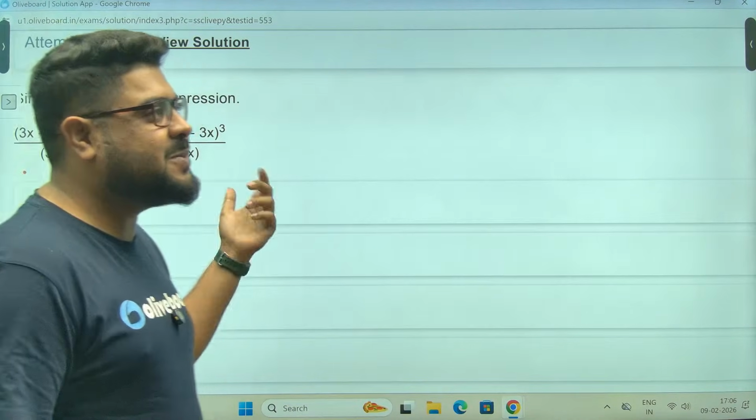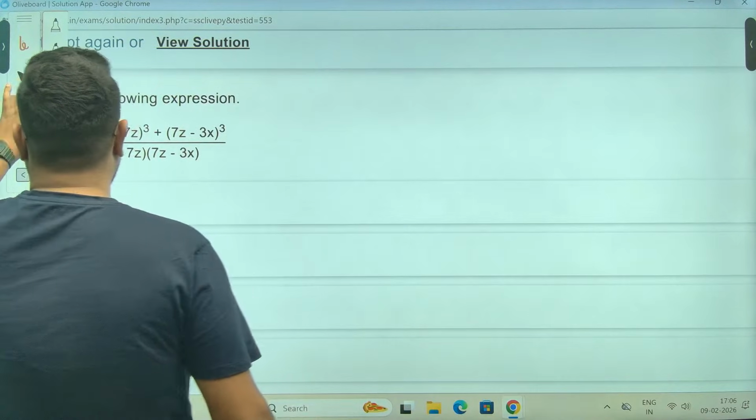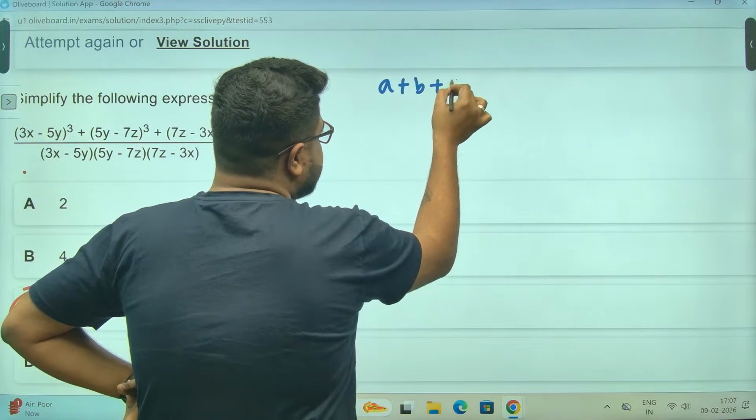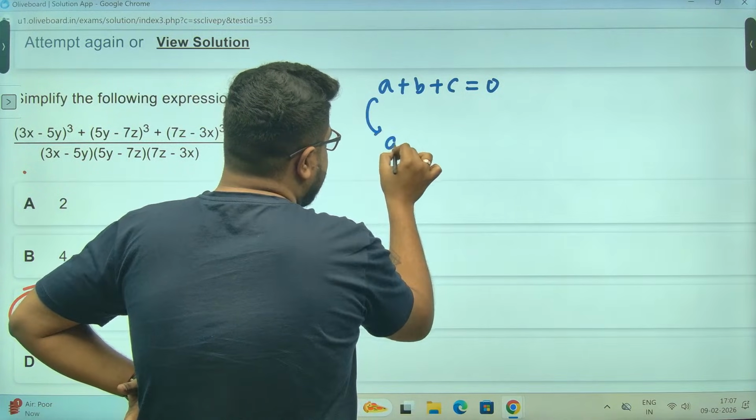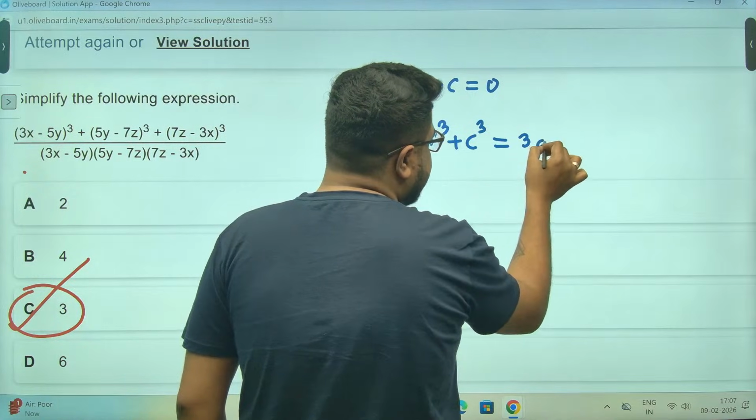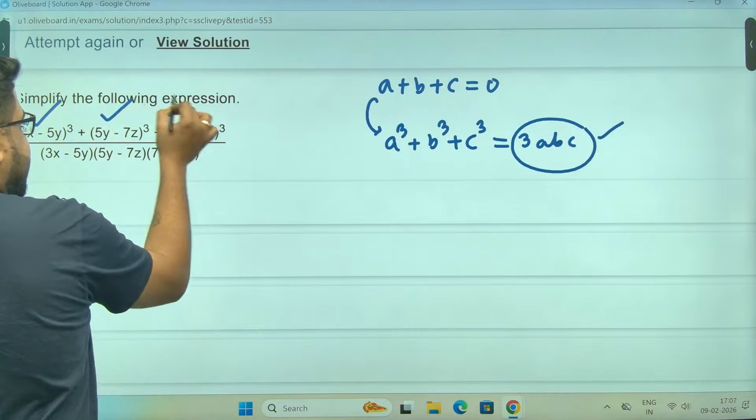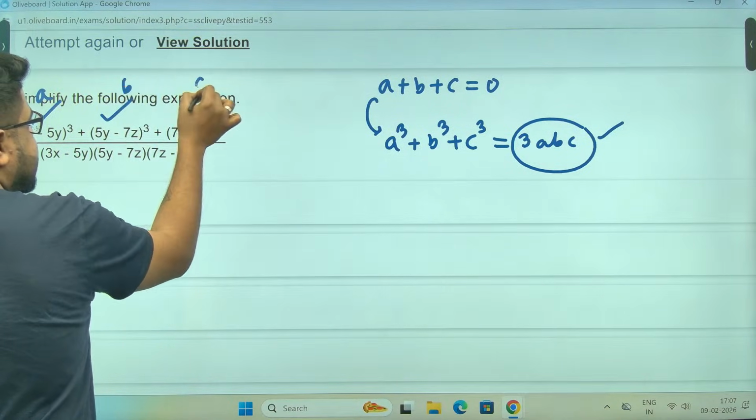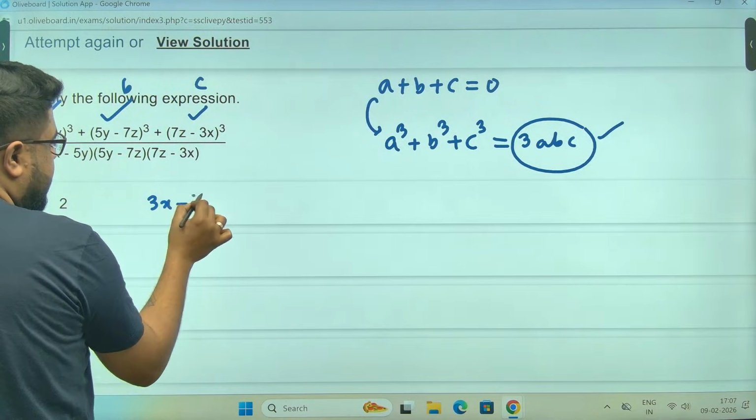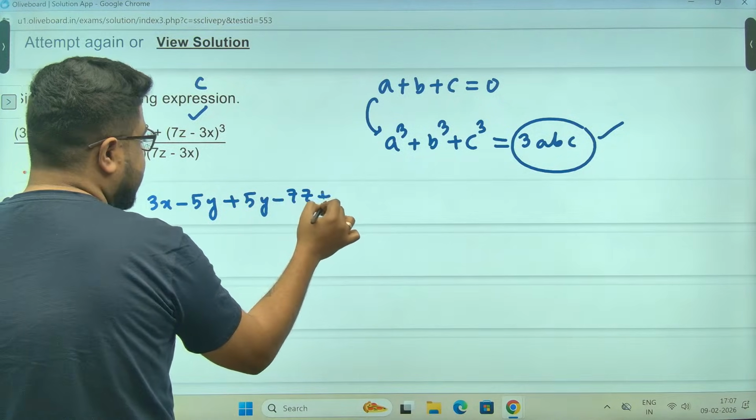Second one, again, for those who have done this, the answer is 3, right? Please understand, this is a very popular type of question. We all know if A plus B plus C equals 0, in that case A cube plus B cube plus C cube turns out to be 3 times ABC. We'll just use this. Take this as A, this as B, this as C. So you see A is 3x minus 5y, B is 5y minus 7z, and C is 7z minus 3x.